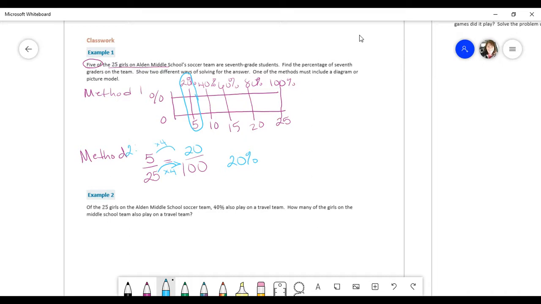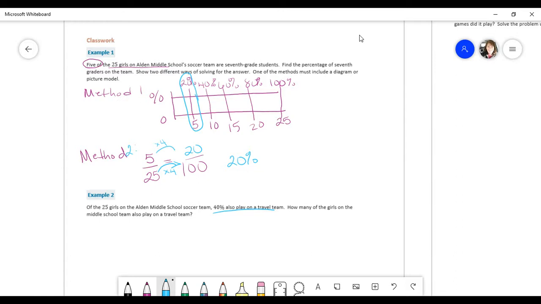Again, the whole point of this is they want you to be able to do it multiple ways. One way may be easier for you. Okay, let's take a look at example 2. Of the 25 girls on that team, 40% also play on a travel team. How many of the girls on the middle school team also play on a travel team? Okay, so as we take a look at that, do we need to draw another diagram? Well, you could. We could also use the same exact diagram that we used before and look at what 40% would be.